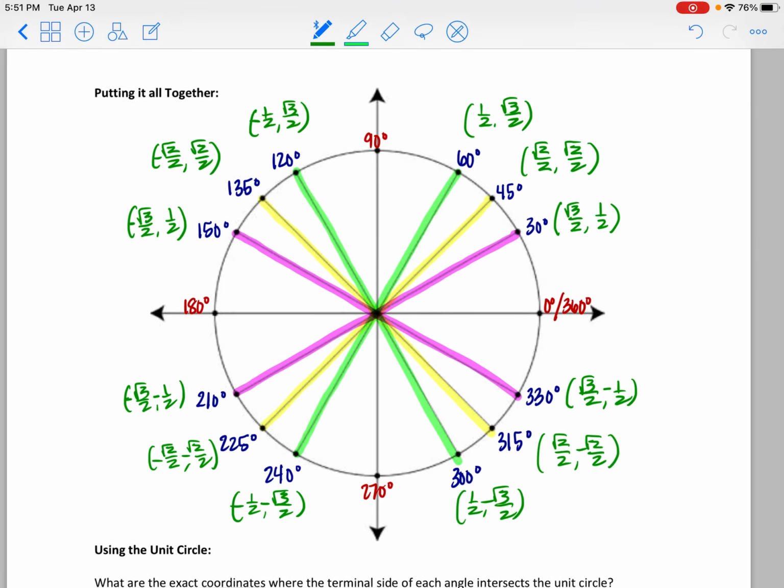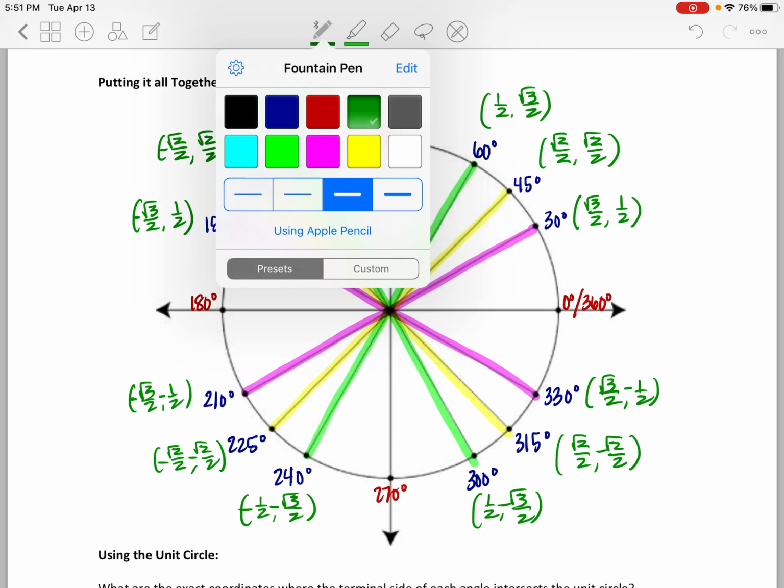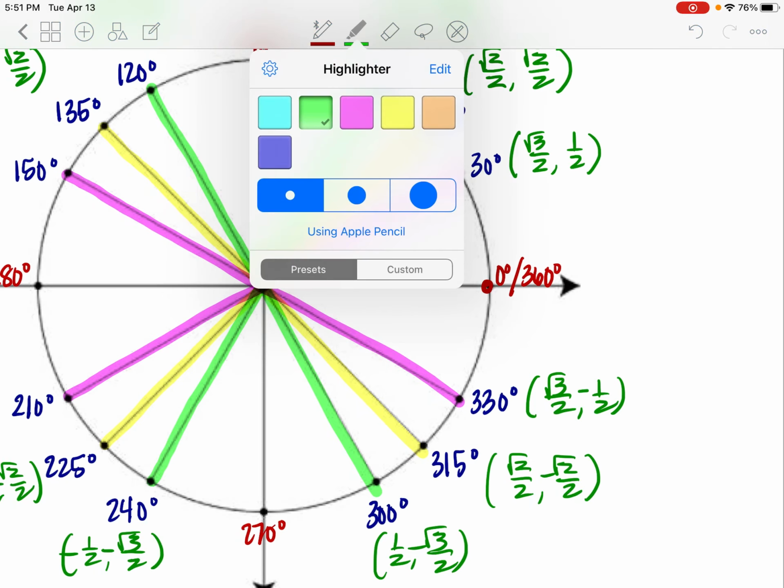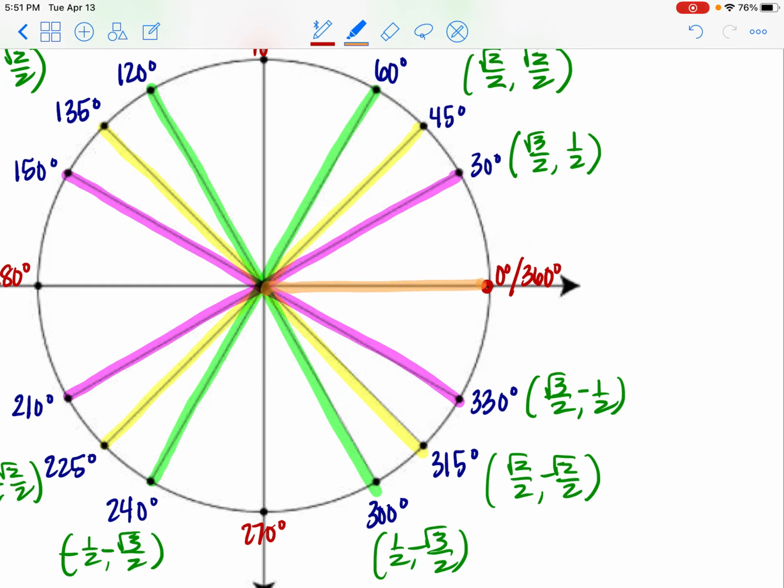Okay, so there are a lot of coordinates on this, and actually I'm going to put a couple more coordinates in. What are the coordinates here where a 0-degree or 360-degree angle hits the unit circle? Well, remember the radius has a length of 1. Let's do these all the same. Length of 1. And so we are going to go over 1 and not up at all. It means the coordinates here would be 1, 0.